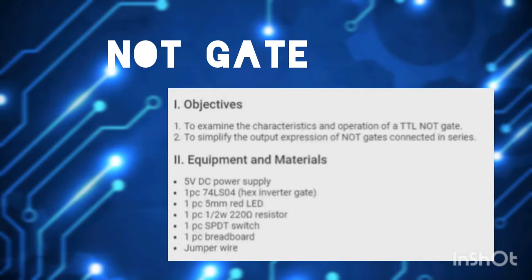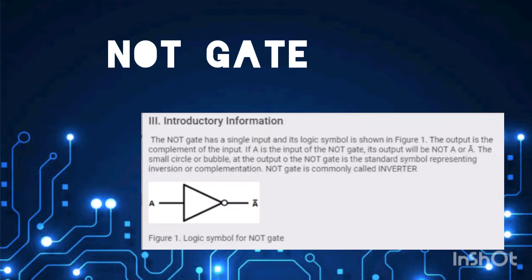The equipment and materials that we're going to need are a 5 volts DC power supply, 1 piece of 74LS04 hex inverter gate, 1 piece of 5mm red LED, 1 piece of 1/2 watt 220 ohms resistor, 1 piece of SPDT switch, 1 piece of breadboard, and some jumper wire.